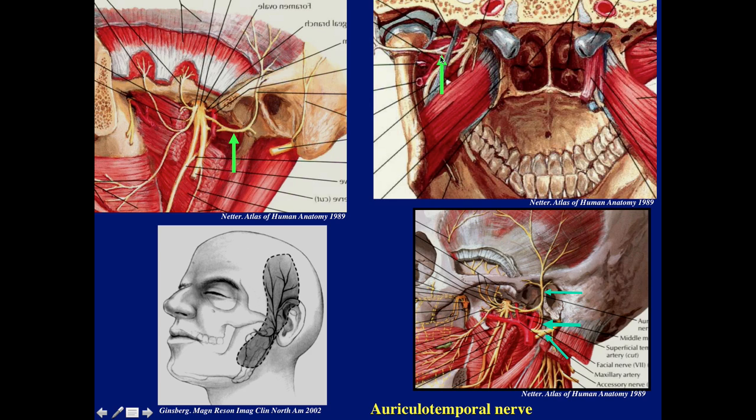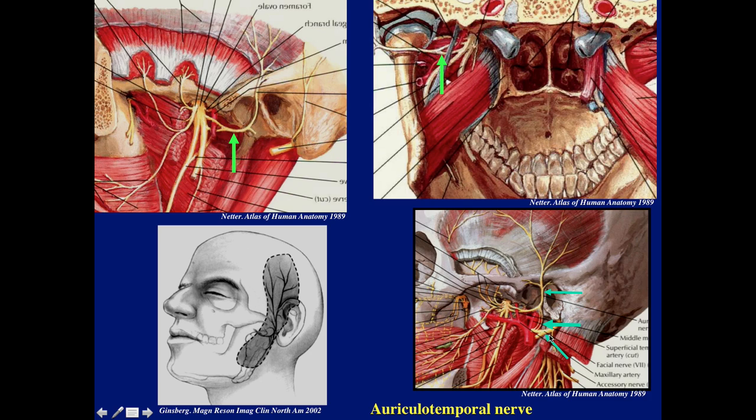On the sagittal view, we can see the distribution of the auricular temporal nerve. And here's a diagram of the areas that it covers on the scalp. The important part is here, and that relates to the region where the parotid gland is. Netter drew it beautifully. I only noticed that last night when I was blowing up this image.